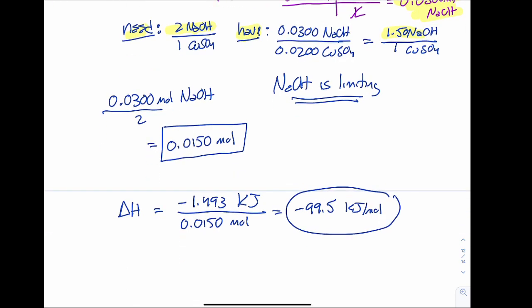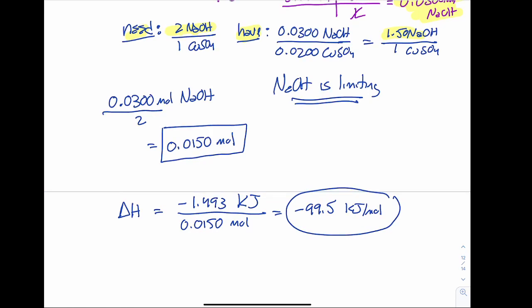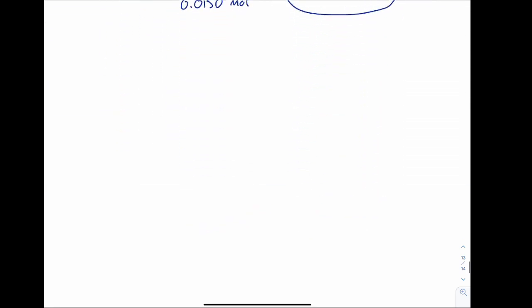It's a negative value because it's an exothermic reaction, right? My system is losing heat energy. That heat energy is being absorbed by the calorimeter and my solution. I do want to go through another example, something a little bit different, but still involving calorimetry.